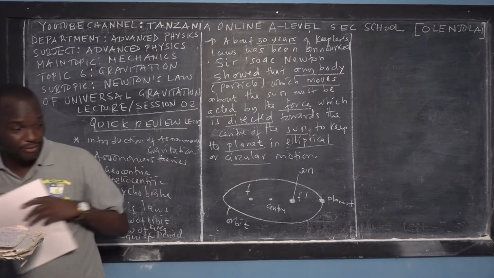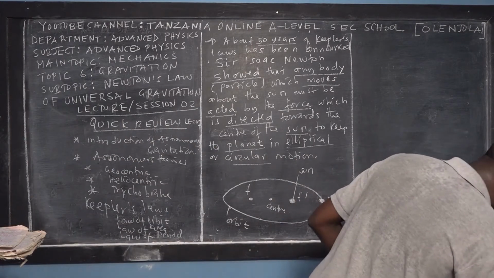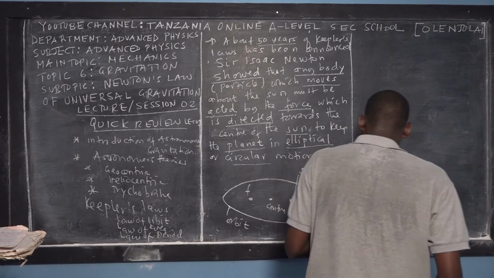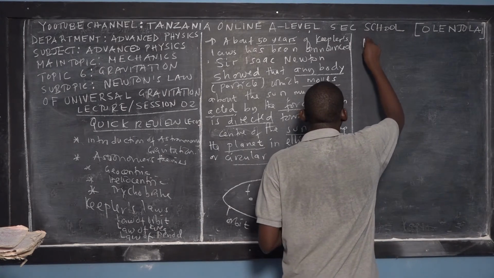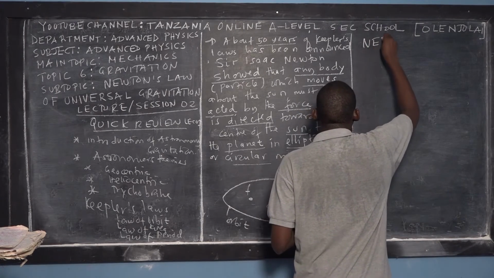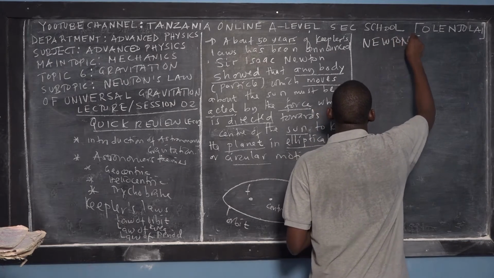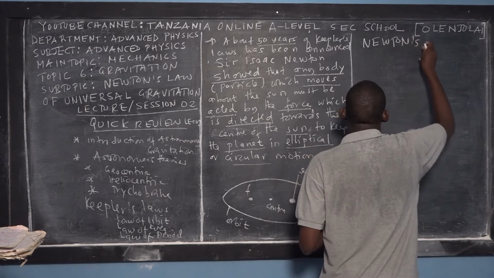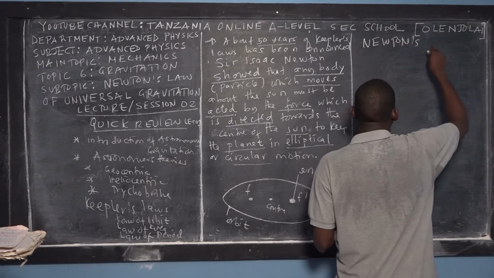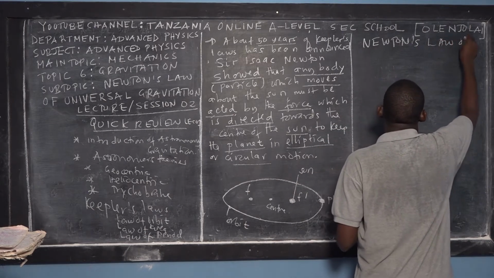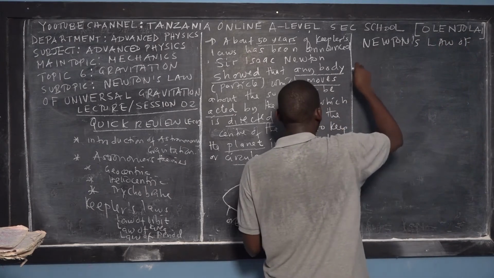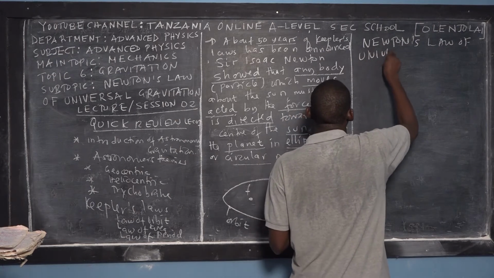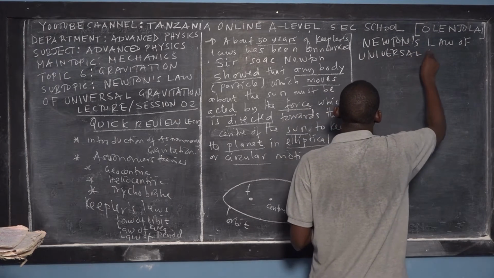So now, after I have given you a little introduction and a little way of thinking differently, I would like to take you into the statement of Newton's law. So how do we state Newton's law of universal gravitation?